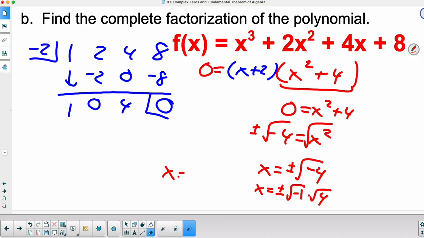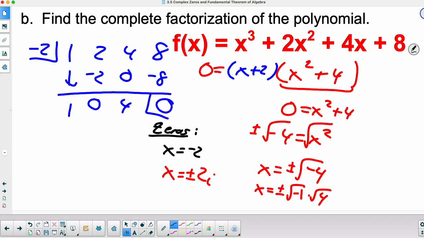You're going to get x equals plus or minus 2i. And so my zeros, because that's what they want to know, what are my zeros? My zeros are going to be x equals -2, right? We said that before, x equals -2. But my other two come in a pair, conjugate pairs, and they're imaginary. They're plus and minus 2i. So I have 3 zeros here. 2 are imaginary, 1's real.